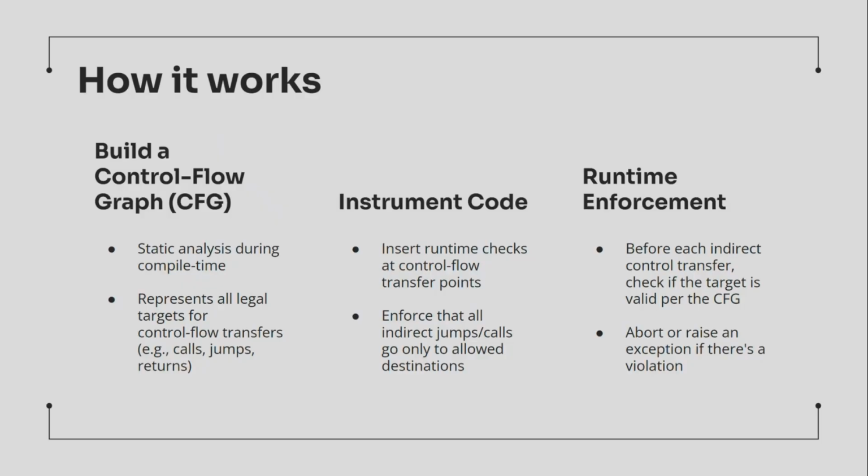And finally, the runtime enforcement. During runtime, whenever the program makes an indirect jump or call, the checkpoints will check if the target is allowed to run this specific call or jump or return, and if not, the execution is blocked, and depending on the setup, an alert could be raised. So this system prevents attackers from being able to redirect within the program and avoid malicious code paths.